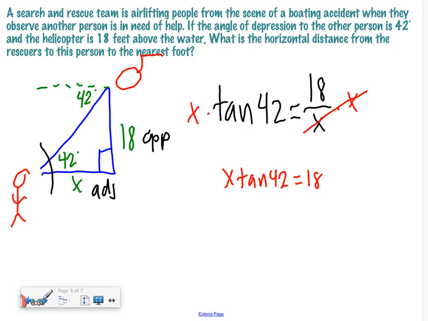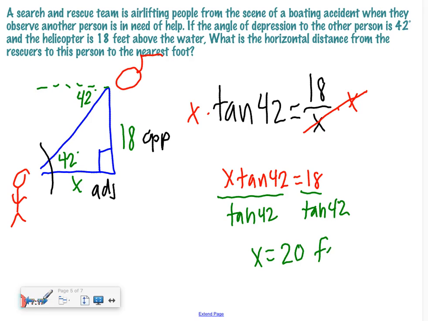Now what? How am I going to get x alone? Yeah, divide both sides by tan of 42. So what is their horizontal distance? 20. Everyone get that? Nice job. And since it's an application, we usually have units, so maybe you should make sure you put that. 20 feet.